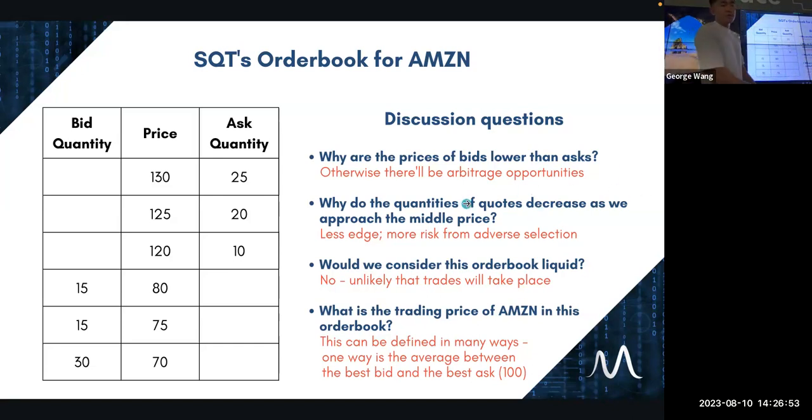All right. Will we consider this order book liquid? Because it's unlikely that there will be trades, right? Because let's say the middle price is 100. That's what everybody thinks. It's unlikely for somebody to buy at 120, unless they think the price is very high, but that's unlikely with something like Amazon, where you can just determine a price in a way.